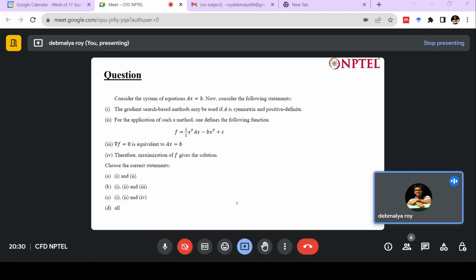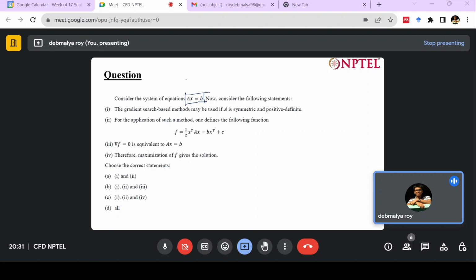So consider the system of equations Ax plus b. Now we are moving to our new topic. We were discussing Gauss-Seidel and Jacobi iterations so far, and now we will move to gradient descent. This is also basically an iterative method to solve this particular system of equations Ax plus b, which is our main aim.